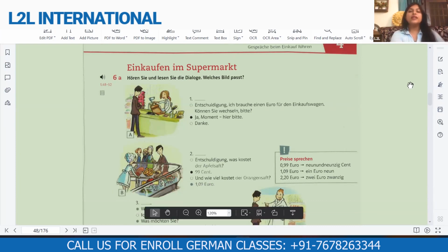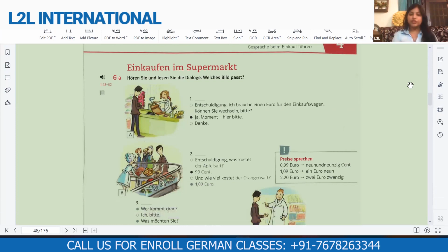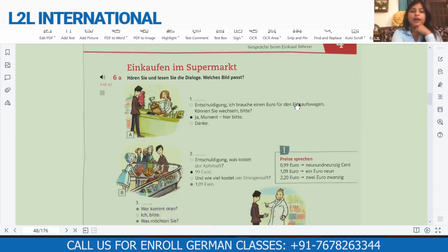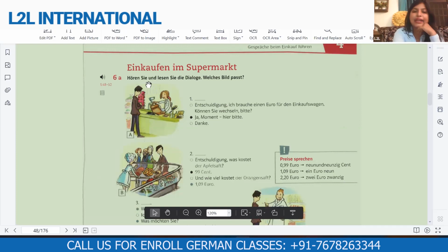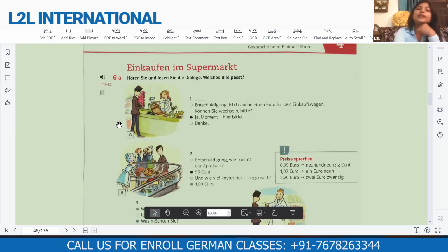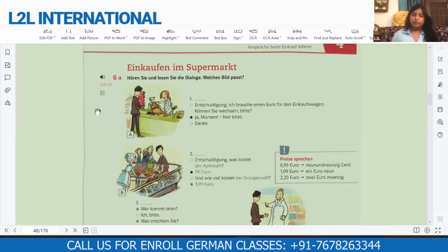Okay, so we're going to start with a fresh topic today, and after finishing this topic, we're going to come back again to the accusative and nominative thing. In this chapter, we are dealing with food, food items and shopping items. So the topic we have here is Einkaufen im Supermarkt. Einkaufen means shopping. Supermarkt means supermarket. So that is shopping in the supermarket. We will see how we do that.